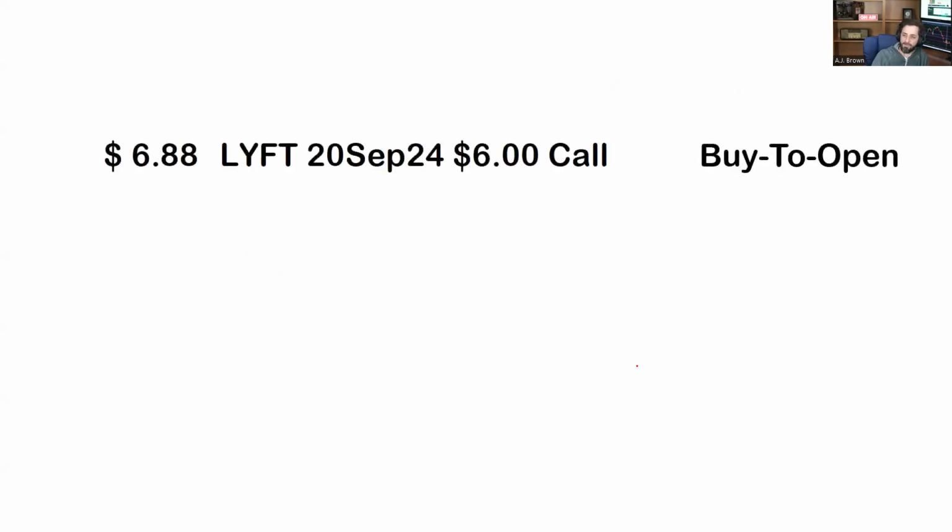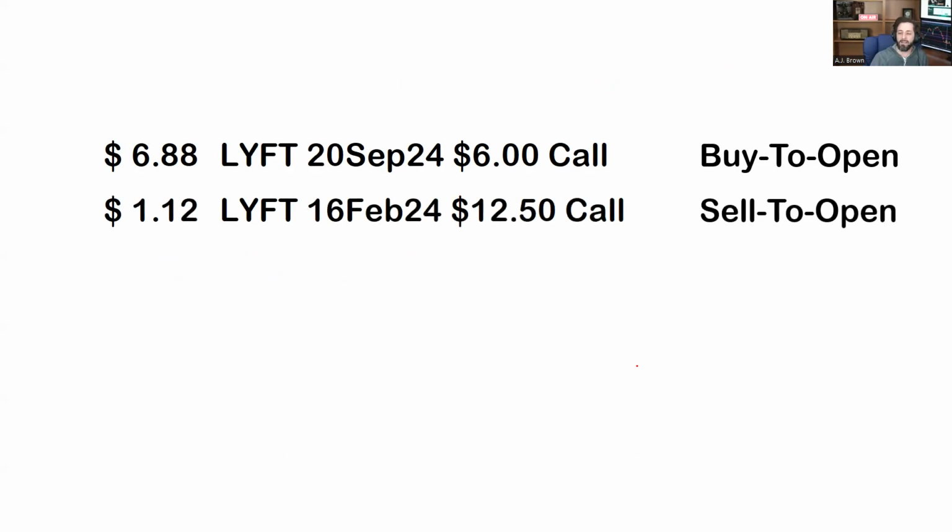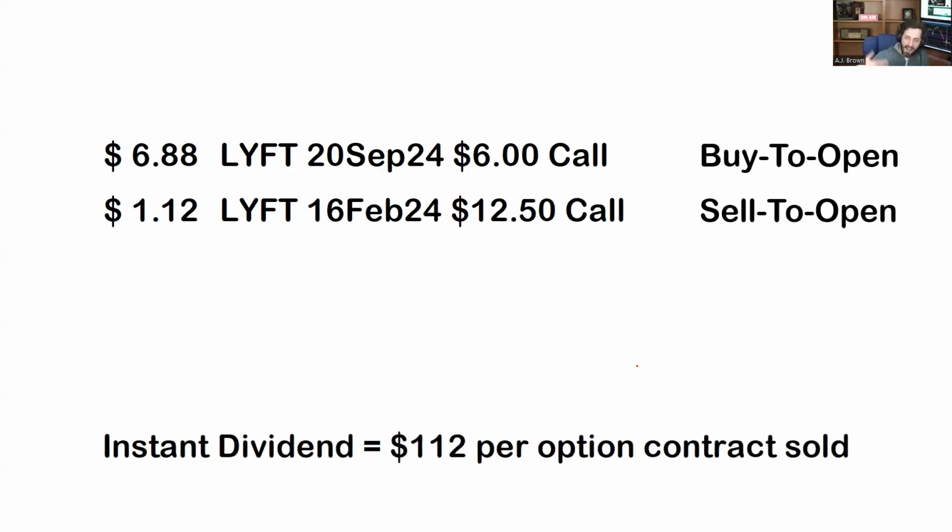So let's run through the example. Instead of buying the stock, I'm going to buy this substitute option and only pay $6.88. I'm still going to get the $1.12 back. It's still going to act like an instant dividend. It's still going to act as a discount on this cheaper covering position, right? And it's still going to act like an expiring coupon.